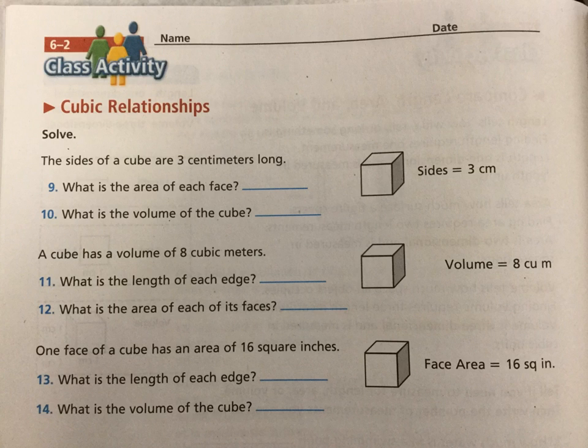We're going to look now at cubes, cubic relationships. Okay? If the sides of a cube are 3 centimeters long. Okay, remember, what are the sides? The sides are the edges, the lines, okay? 3 centimeters long, that means each face is 3 by 3. So the area of each face, if it's 3 by 3, is 9 centimeters squared, okay? 3 by 3. And that's the face in the front I'm talking about.